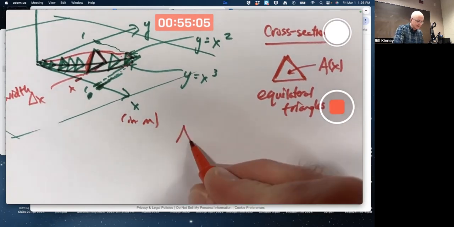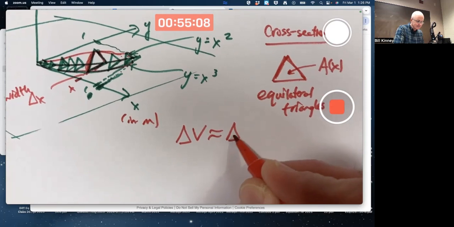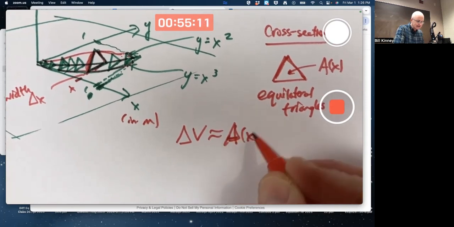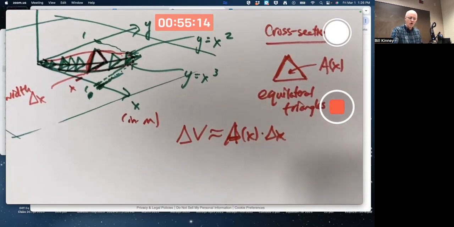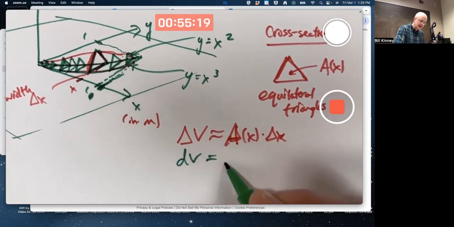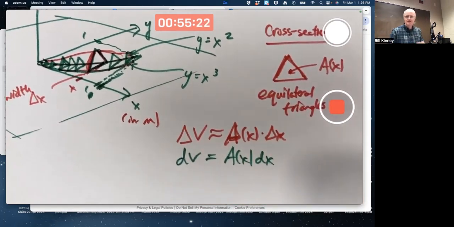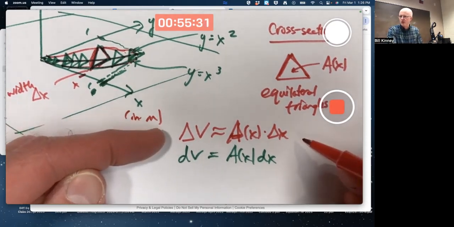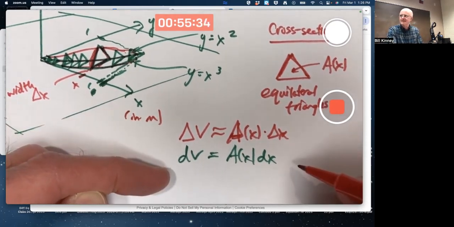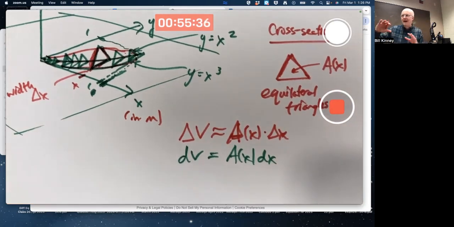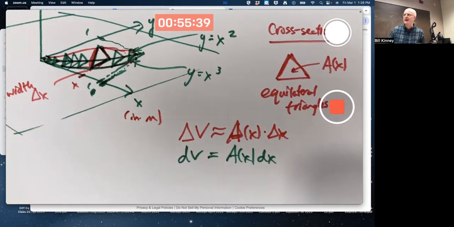Just like before, I could write delta V is approximately A of x times delta x. Or in the infinitesimal version, I could write dV equals A of x dx. The deltas become d's and the approximately equal becomes exactly equal. But to tell you the truth, this is more rigorous math than that is. Still kind of vague because we're not specifying how good the approximation is. That only comes when you specify what the errors behave like.